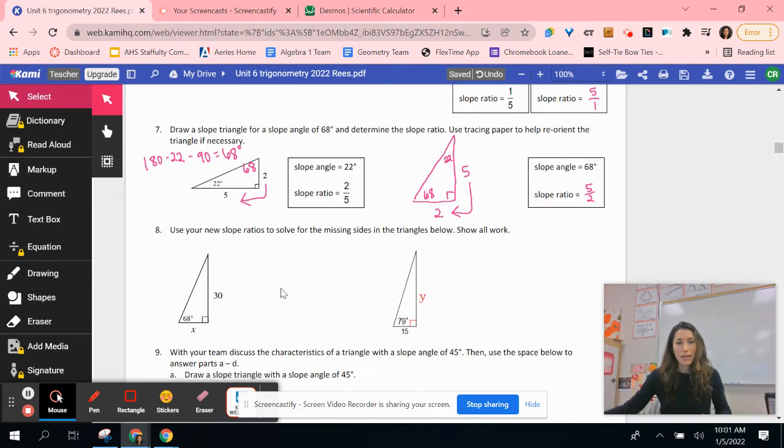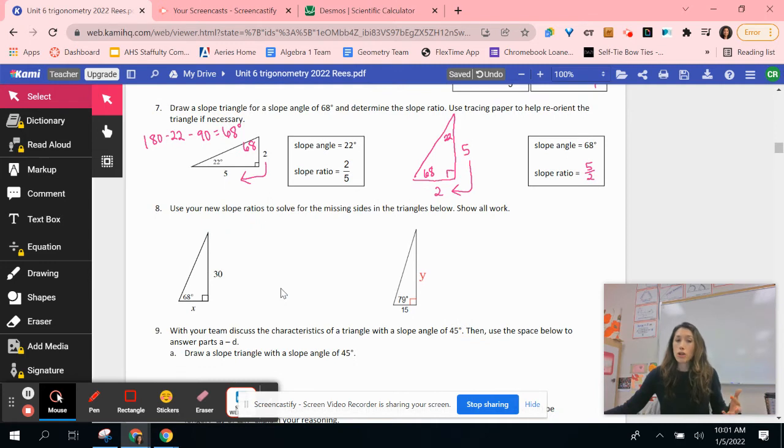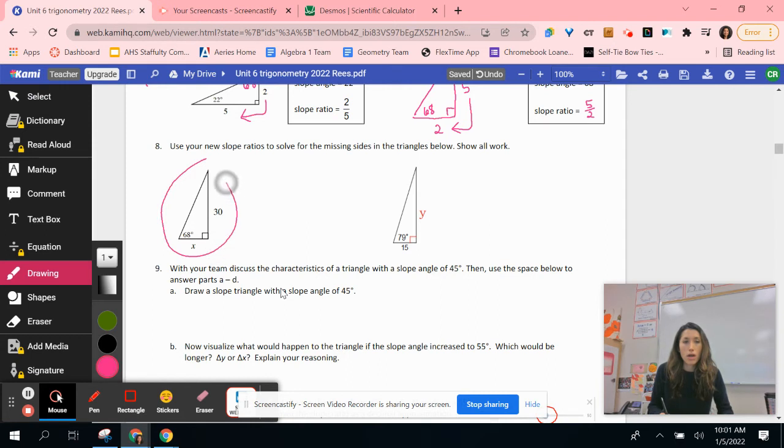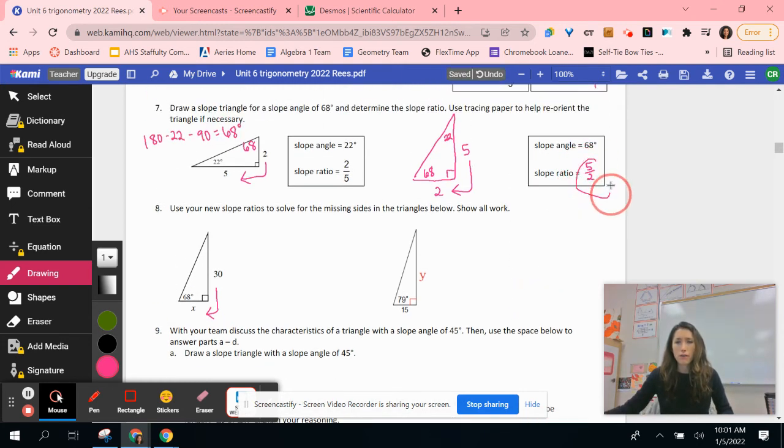Okay. So now we have 2 more triangles to add to our toolkit. Go ahead and use the 68-degree slope ratio to help you solve for x in this triangle. So you're going to do 30 over x, and then you just have to figure out what I need to set that equal to. Well, the 68-degree slope ratio should be 5 over 2.